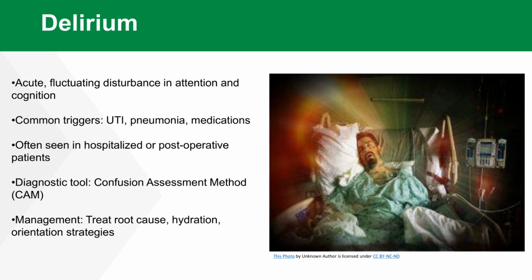Delirium often does present with an acute fluctuation in the attention and cognition. Common triggers do include urinary tract infection, pneumonia, medications, or other infections. This often presents in those hospitalized for an illness or in those who have undergone surgery. A tool for assessment for possible delirium is the CAM or Confusion Assessment Method, which we will talk about in a different microlecture.